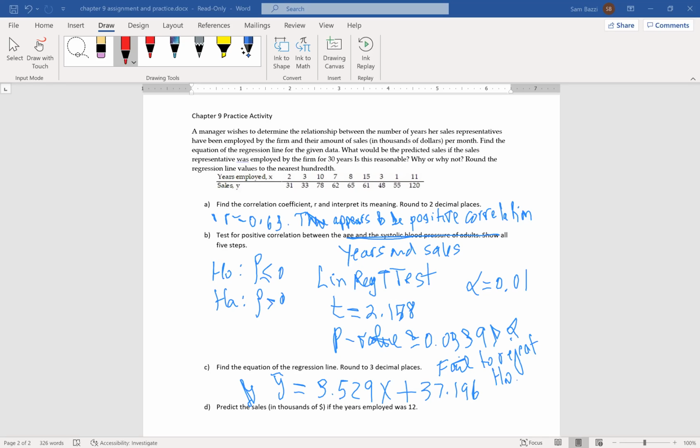Predict the sales in thousands of dollars if the years employed was 12. Can you guys do this? How do I do this one? You got the equation. Any ideas? Would you plug it in? Well, not for 12. We're not going to be able to do it for 12. And can you tell me why? Because it's not in the range of values between 2 and 11.